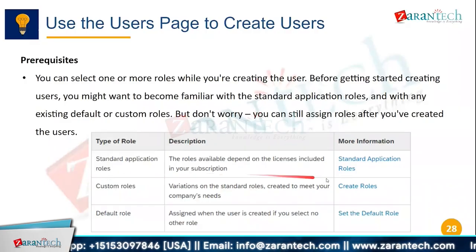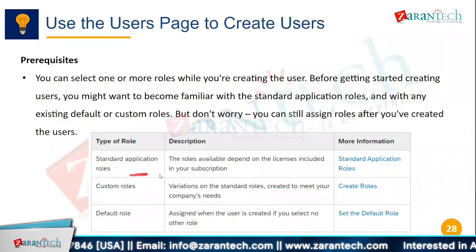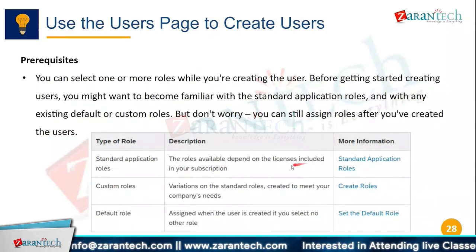Basically these are the standard roles, then there are custom roles, then there are default roles. Standard roles are the ones available by default from SAP. These roles are available depending on the license included. In case you have subscribed for a BA license or planning license, you will have some standard roles specific to the license. Then custom roles are something which you created.